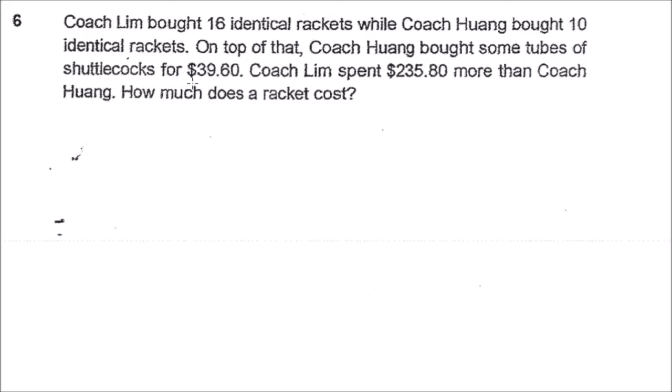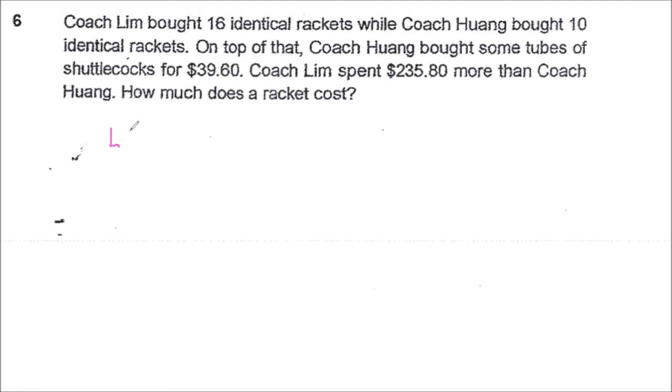Alright, question 6. Coach Lim bought 16 identical rackets while Coach Wong bought 10 identical rackets. On top of that, Coach Wong bought some tubes of shuttlecocks for $39.60 and Coach Lim spent $235.80 more than Coach Wong. So how much did each racket cost? Okay guys, let's draw the model. This question looks very complicated if you just read it like that, but if you just put it in a model, everything will become quite simple.